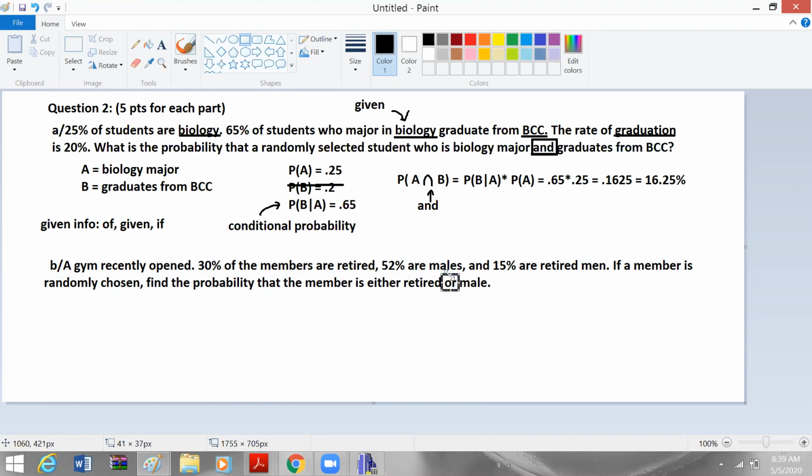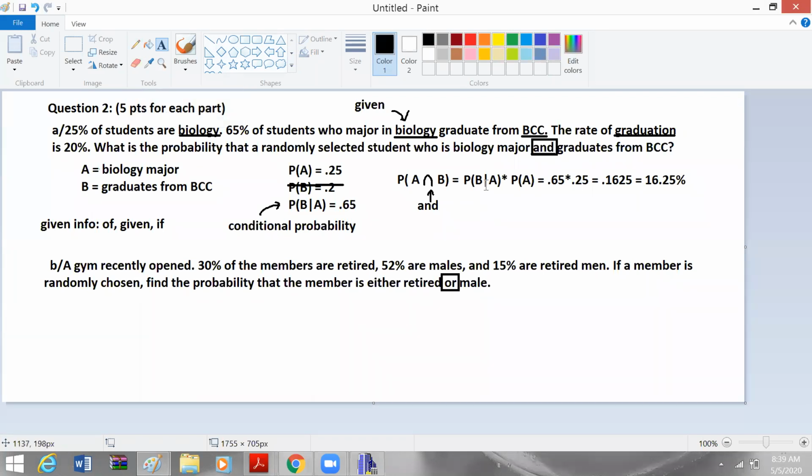Okay. So that being said, for question number 2B, we need to add and subtract, right? So the probability of the retired we call A, the male we call B, retired male, that would be the A and B.